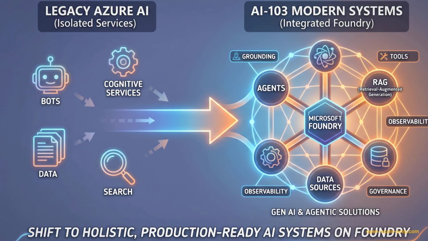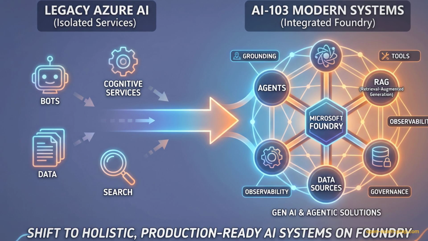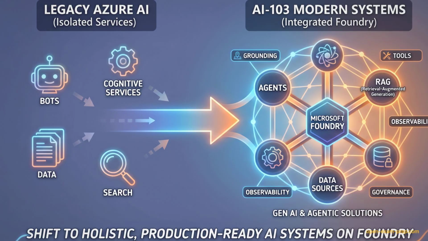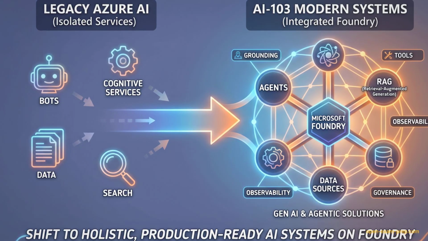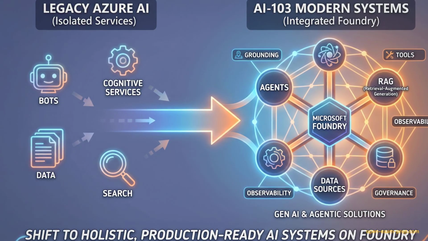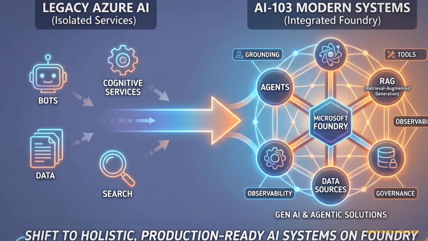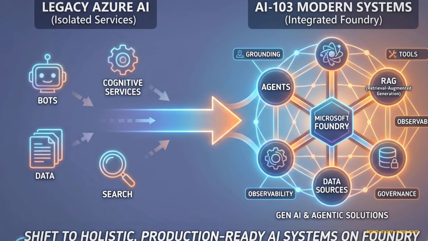This means a deep focus on generative AI and agentic systems, moving beyond simple API calls. The key is understanding how to assemble production-ready systems with grounding, tools, governance, and robust safety controls from the start.